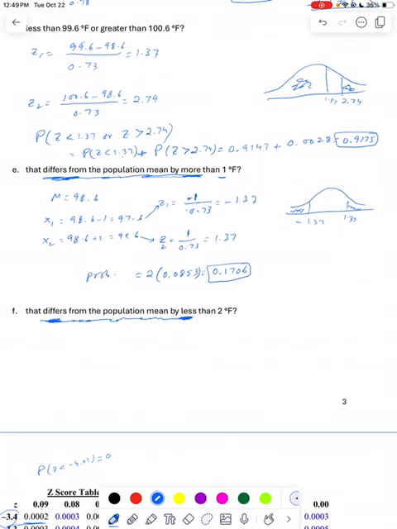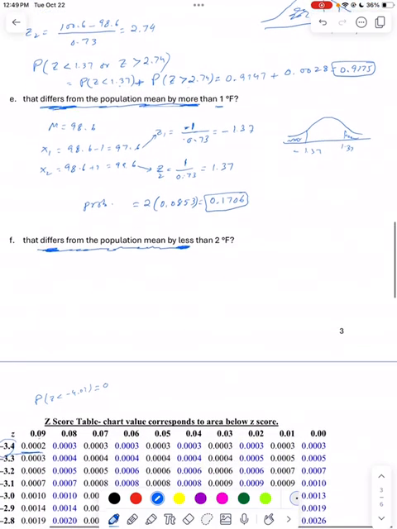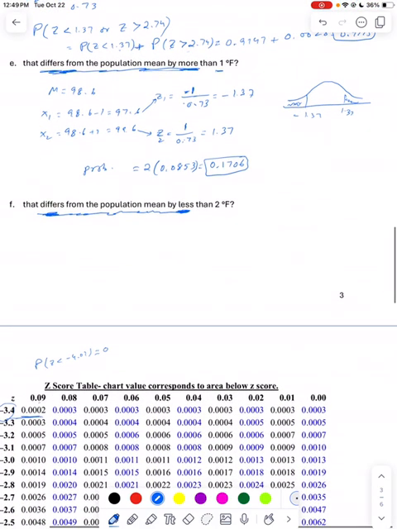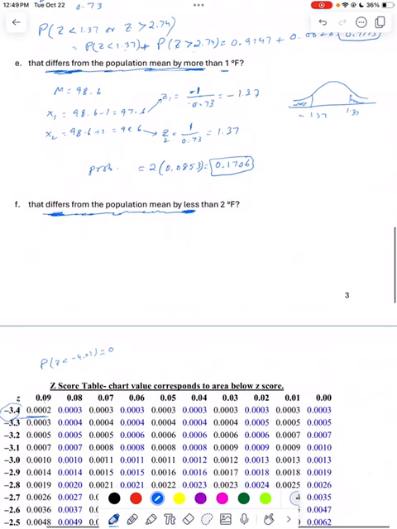Okay, the last problem here. Now we have to see the probability that x differs from the mean by less than 2. If I do it the same way as above, the probability that z is equal to plus or minus 2, the difference between the mean and the number is 2, so it will be plus minus 2, divided by sigma 0.73.